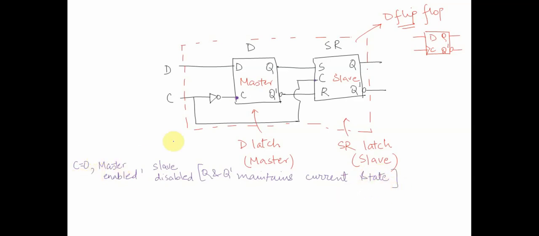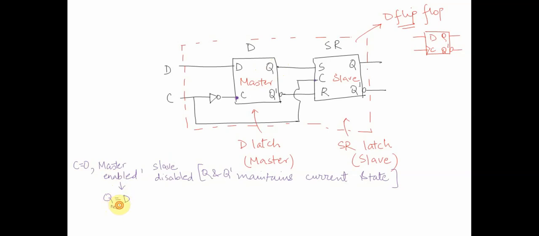When we say C is equal to 0, this input becomes 1. D flip flop enabled, master is enabled. C is 0, this is disabled. When this is disabled, Q and Q bar maintains current state, from the previous lecture of SR latches. And now when master is enabled, whatever input is there on D will be transferred to Q, right? So basically Q would be equal to D.